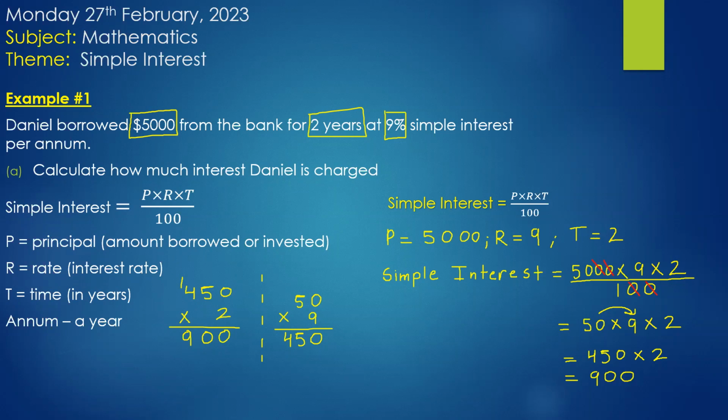Not take it away. You have to add it to the 5,000. Yeah, you have to add it. If they ask you how much money you have to pay back to the bank, remember, this is interest.